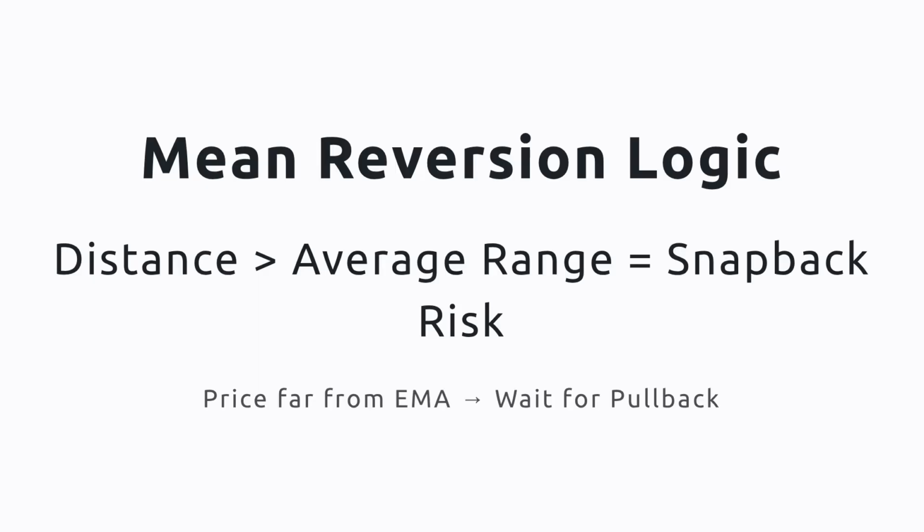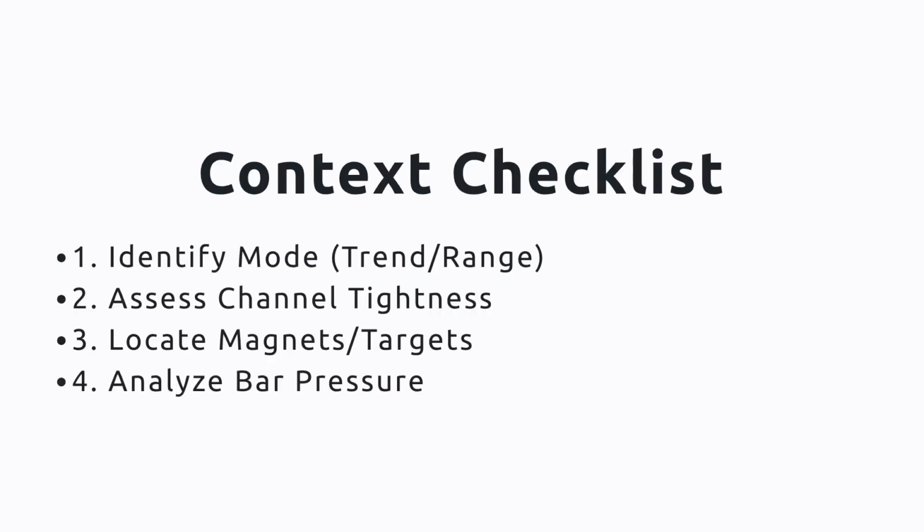If price action is far away from the moving average, we say the context is overextended. This increases the probability of a mean reversion trade, or at least warns us not to enter in the direction of the trend. Recap the checklist. 1. Trend or range. 2. Is the channel tight or broad? 3. Where are the magnets, support/resistance? 4. What is the buying/selling pressure of the last few bars?